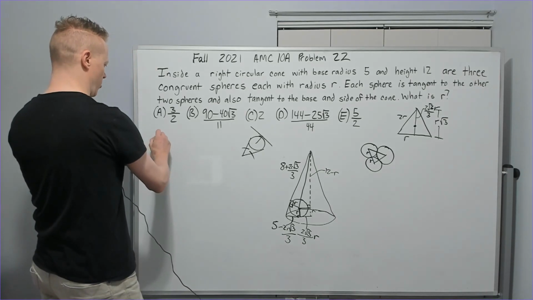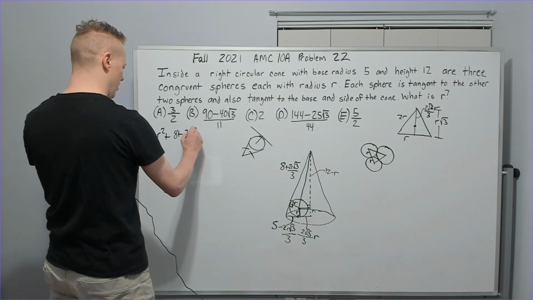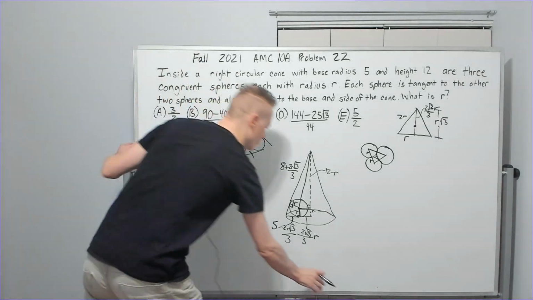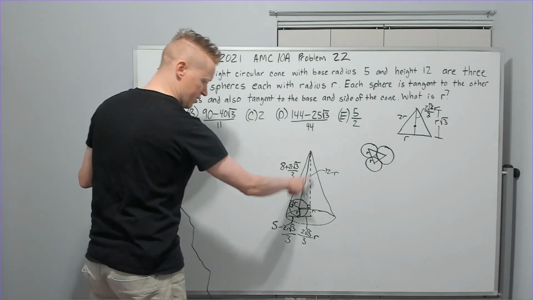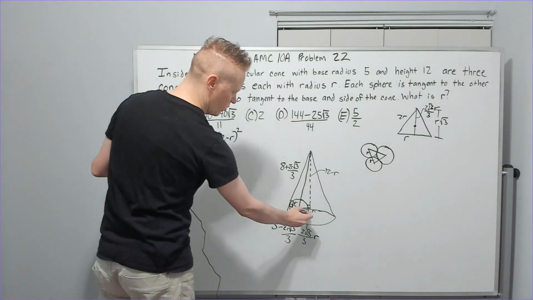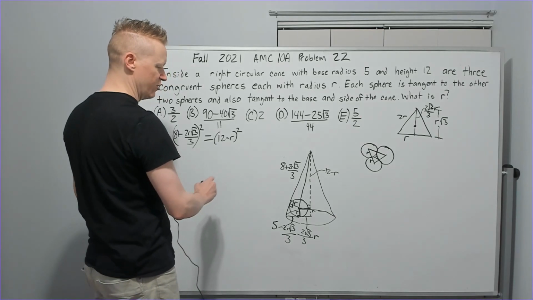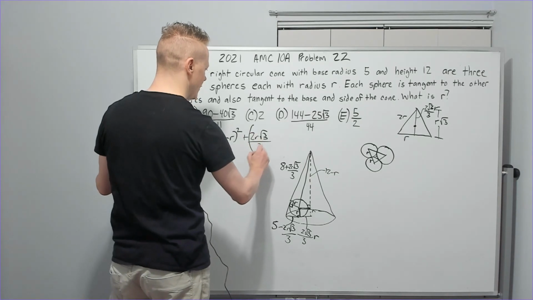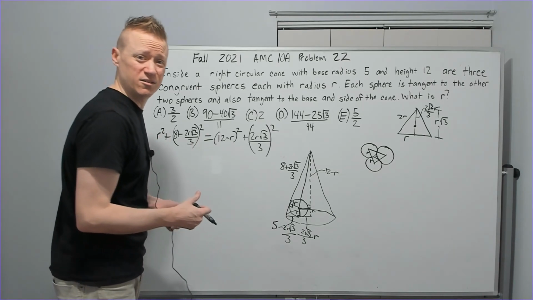We're going to have r squared plus this expression squared, 8 plus 2r root 3 over 3 squared, and this needs to equal the other side. 12 minus r is the long leg here, squared, plus what is this piece right here? Again, that's 2 root 3 over 3 r, or 2r root 3 is more traditionally written, squared. Okay, I think we're ready to solve. We just got some algebra to do, and we're out of here.